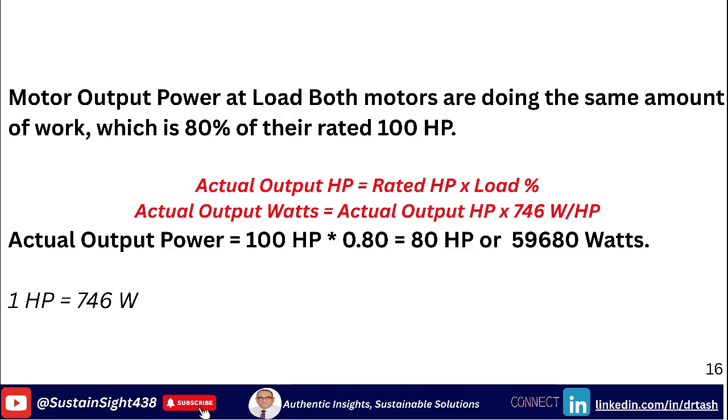Now, convert this to watts, as this is the power unit we'll use with efficiency. Remember, 1 HP is 746 watts. Actual output power in watts equals 80 HP multiplied by 746 W per HP, which equals 59,680 watts. This 59,680 watts is the mechanical power output for both the old and the new motor at 80% load.